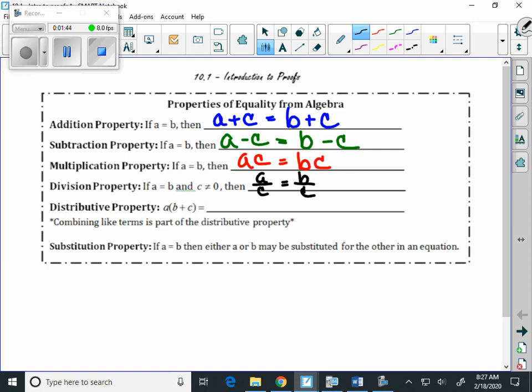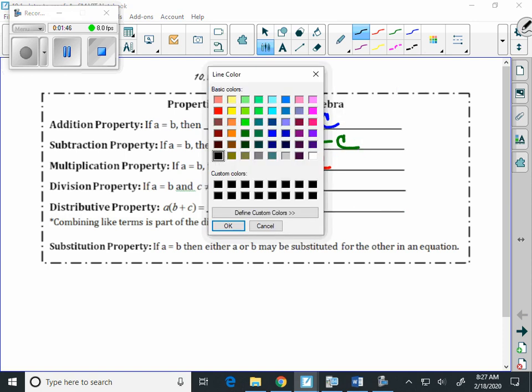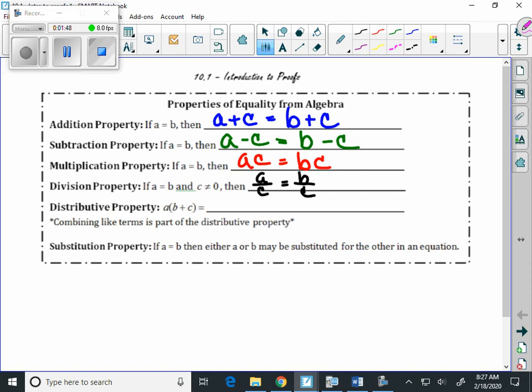Distributive property, another property that you're more than likely familiar with. What that says is we can take what's outside the parentheses and multiply it by what's inside the parentheses. So we get A times B plus A times C. And don't overlook the fact that within the distributive property, sometimes we need to combine like terms. So if we have something that's the same, we can add them together or whatever needs to happen.